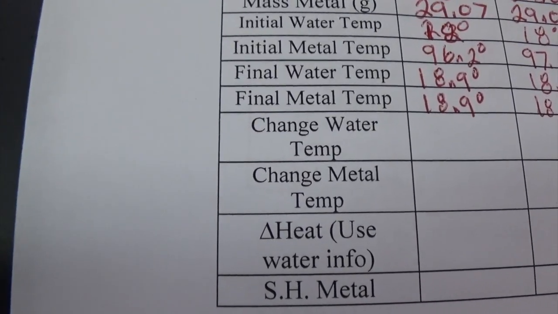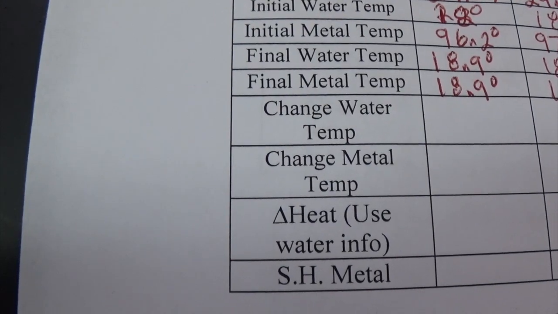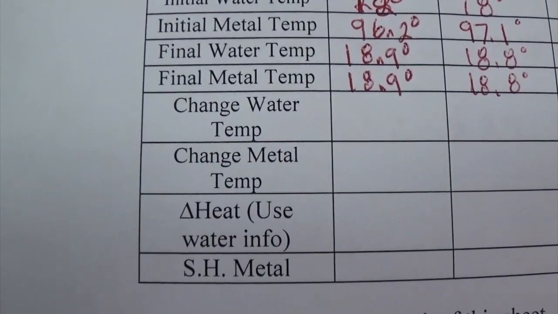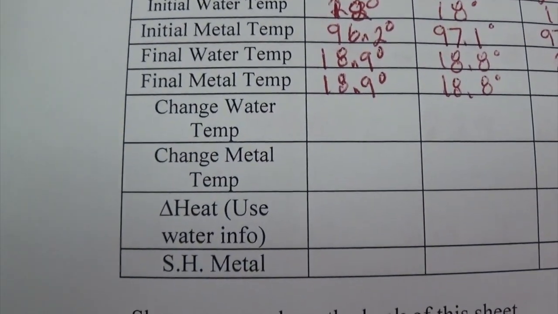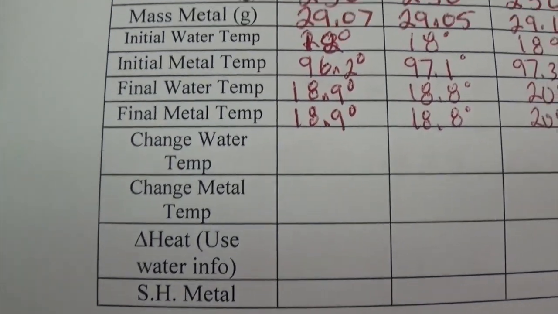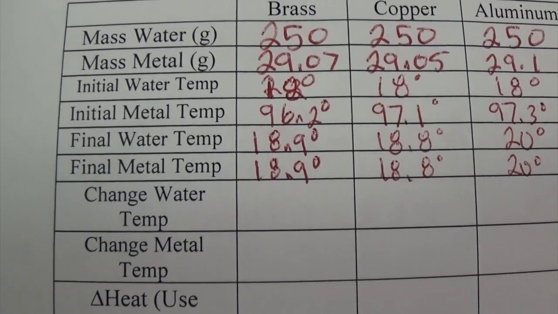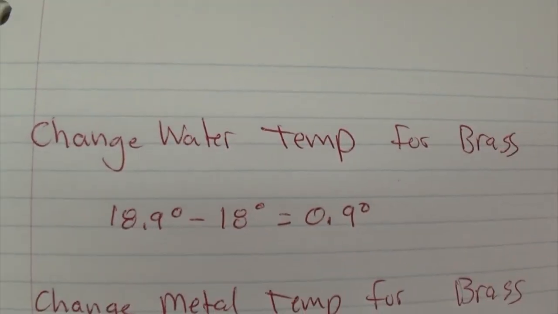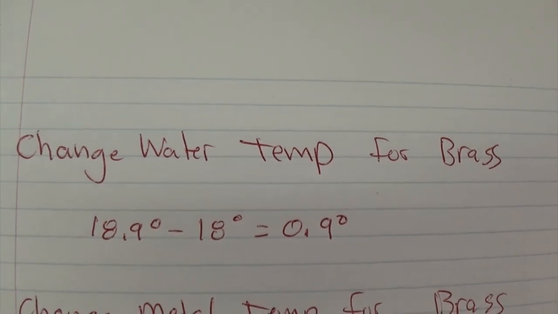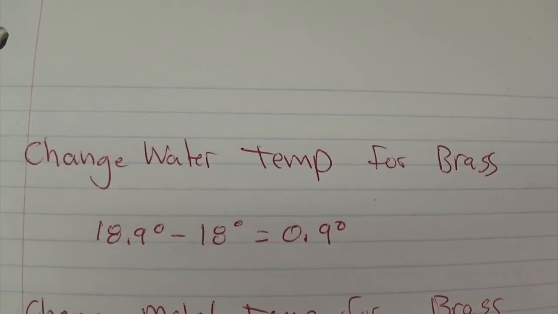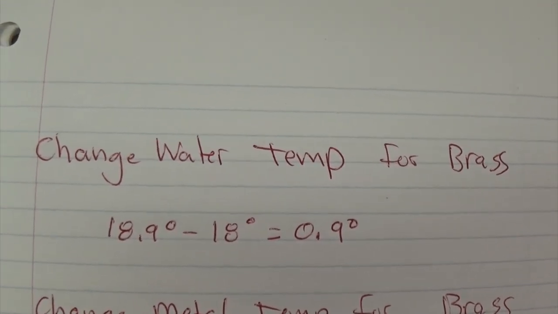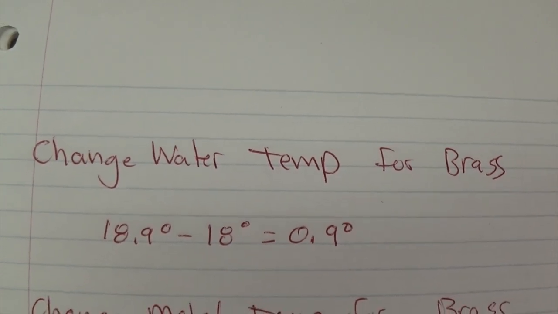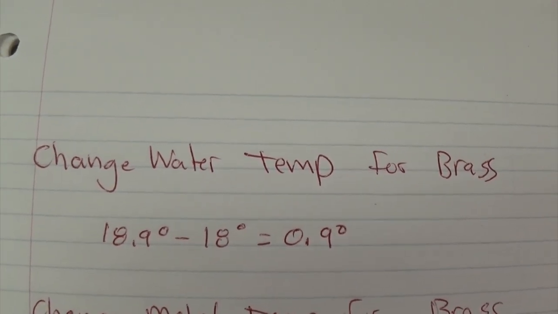The first one is the change in water temperature, and the next one is the change in metal temperature. So in order to calculate the change in water temp and change in metal temp, you're simply going to take the final temps of the metal and the water and subtract it from the initial. For example, if I'm doing the change in water temp for the brass, we ended at 18.9 degrees and we started at 18. So if I subtract the final from the initial, I get a change in water temp for the brass to be a positive 0.9 degrees.